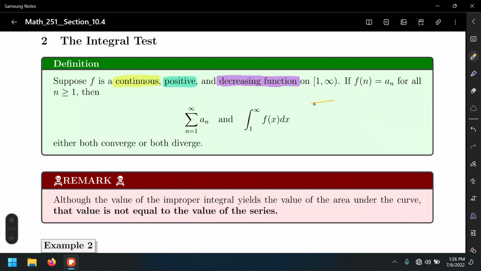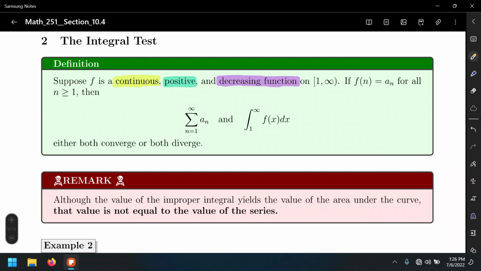For example, we can also have another series from n equals 4 to infinity. So we have to integrate from 4 to infinity, and we need to make sure that the given function is integrable, is continuous on the interval from 4 to infinity. Also, we need to make sure that the function is positive on the interval.